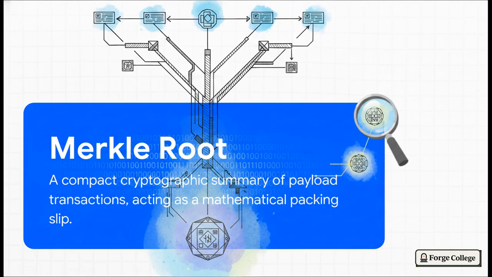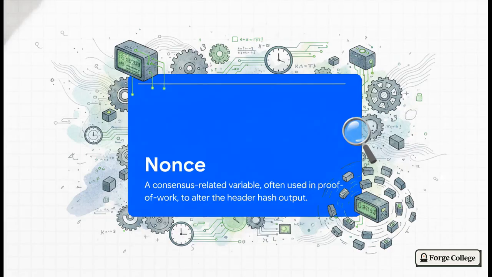This means any verifier can check this one compact value to prove a specific transaction is included in the payload, and they can do it without having to download or reveal every single other transaction in the block. Honestly, it's elegant and incredibly efficient. Next up, we have the nonce and the timestamp.